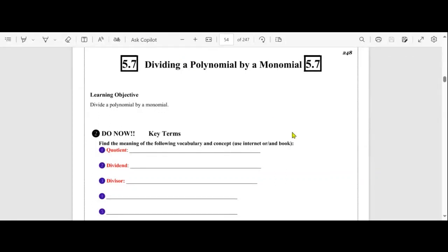5.7, dividing a polynomial by monomial. What is the meaning of polynomial? It can be one term or more, right? What's the meaning of monomial? Only what? Only one term. So dividing a polynomial by monomial.